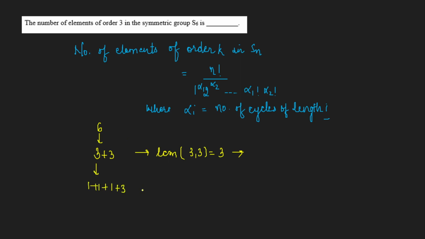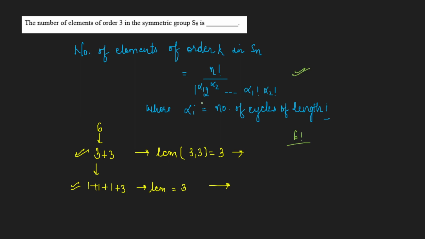This is again, if I take the LCM of 1, 1, 1, 3, I'll get 3. So I'll get elements of order 3 here. So only these two partitions exist which will give me elements of order 3, right? Now I have to find the number of elements of order 3. So how would I do that? Using this formula, right? Let's see.